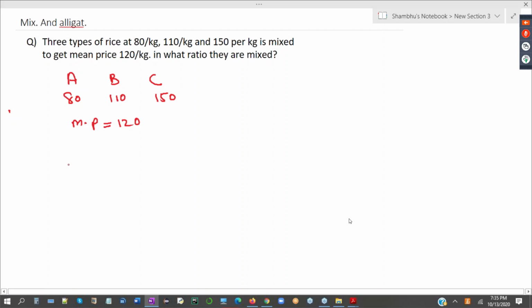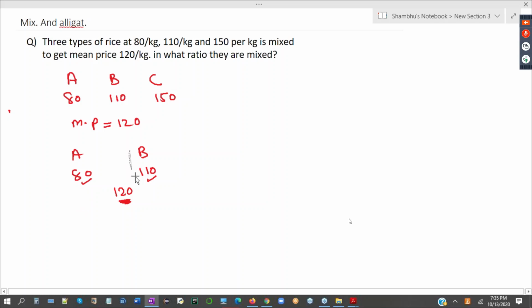120. I want to make the first set, the first pair. Can I take the pair A and B, such that A is 80, B is 110 and mean price 120? Is this pair acceptable? This pair is not acceptable because the mean price must be between 80 and 110, but it is not in between. So this is not acceptable.